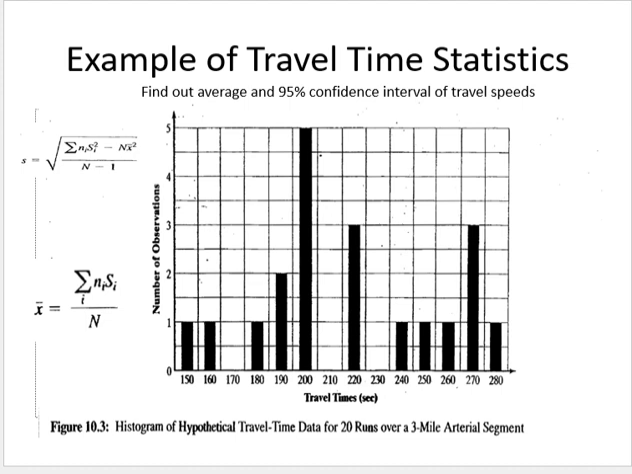And again, the process is the same. We have to find out the average speed and the 95% confidence interval of speed. In the previous case, there was no data, the mean and standard deviation were given directly. Here we have to calculate the mean and standard deviation. You can see the equations for mean and standard deviation here, the same ones which we used for the spot speed data.